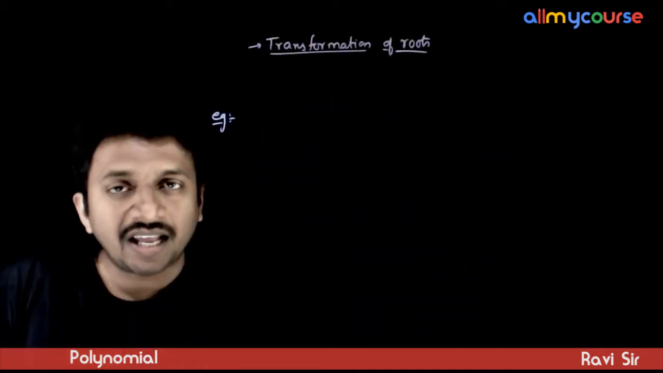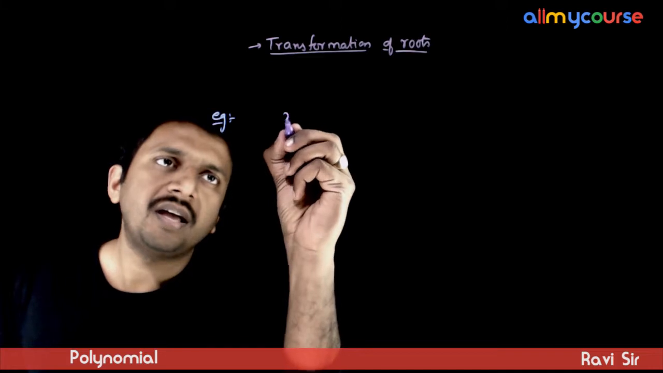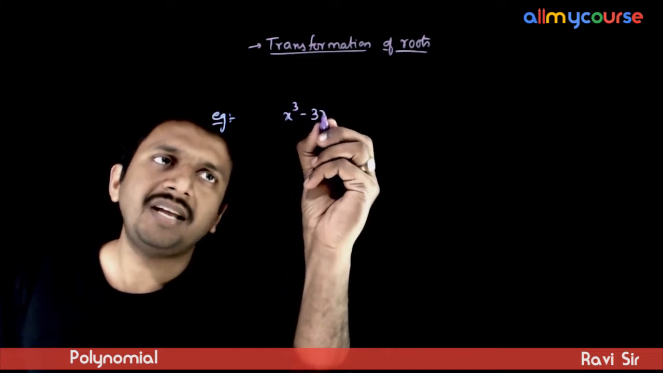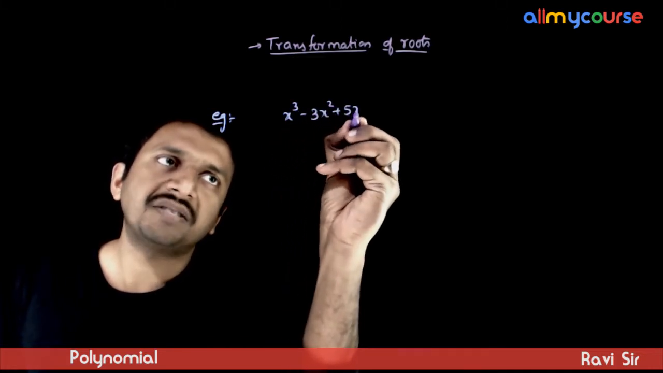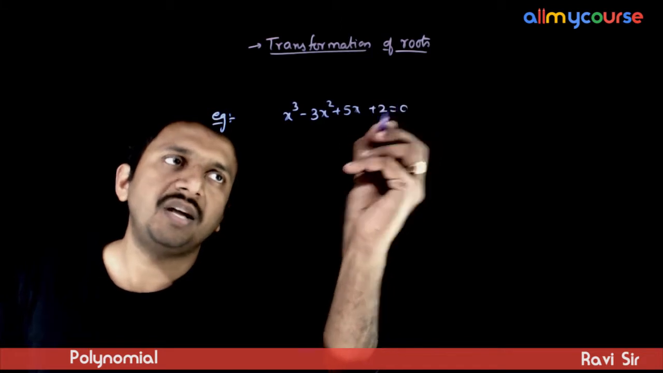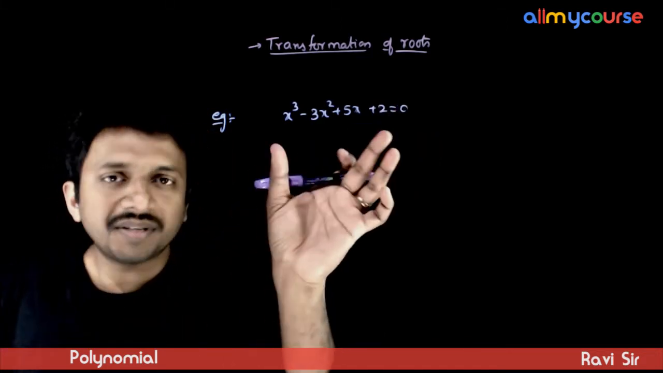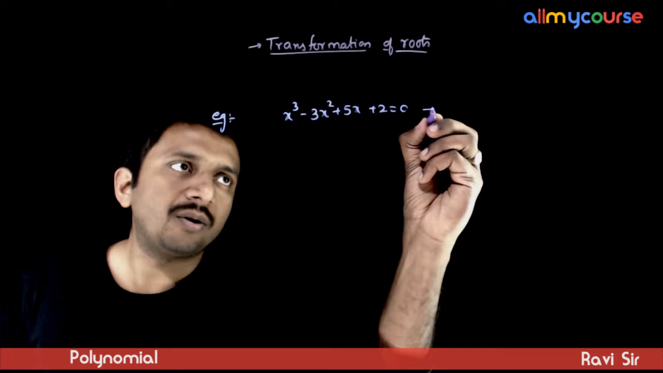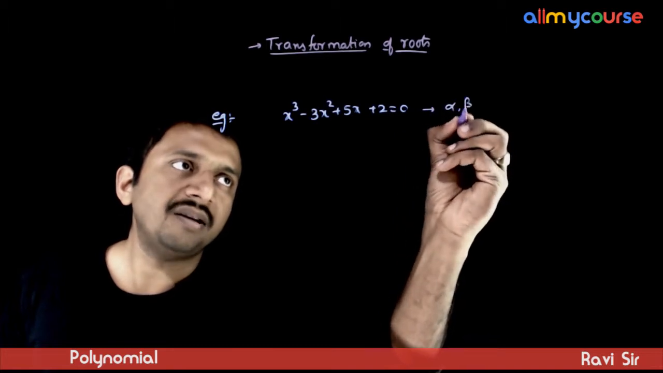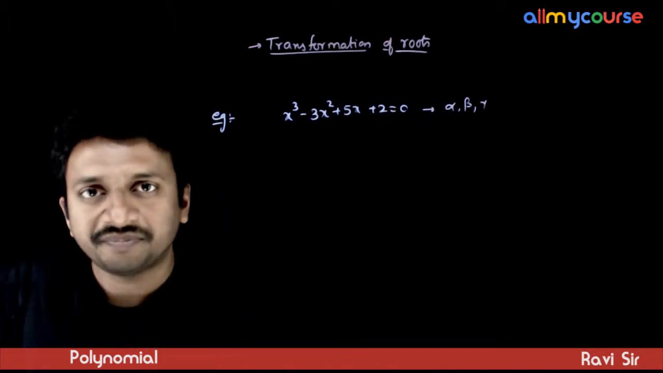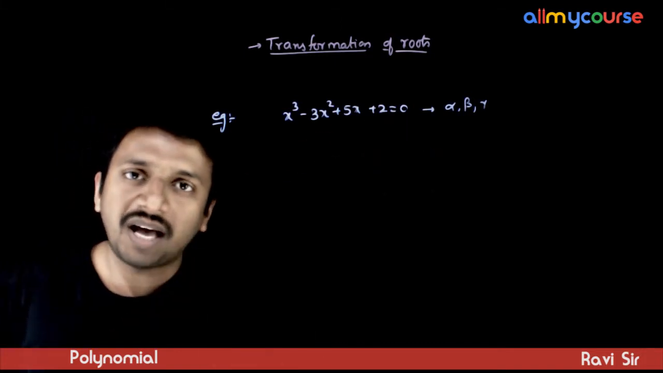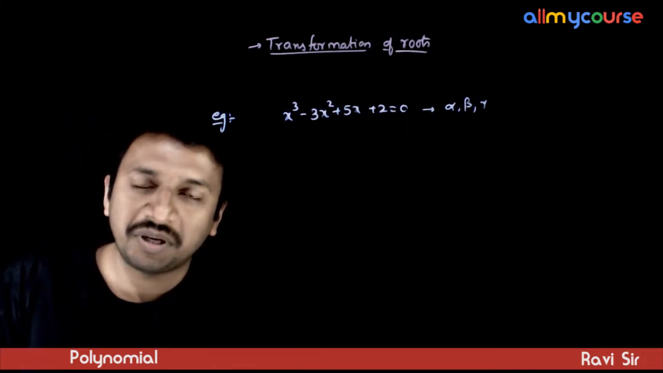So let us take another example. x cube minus 3x square plus 5x plus 2 is equal to 0. This is a cubic equation. Let the roots of this equation be alpha, beta and gamma.